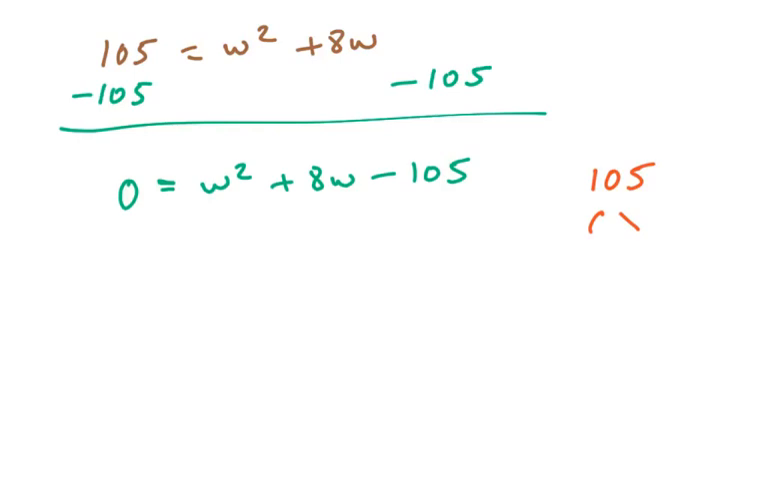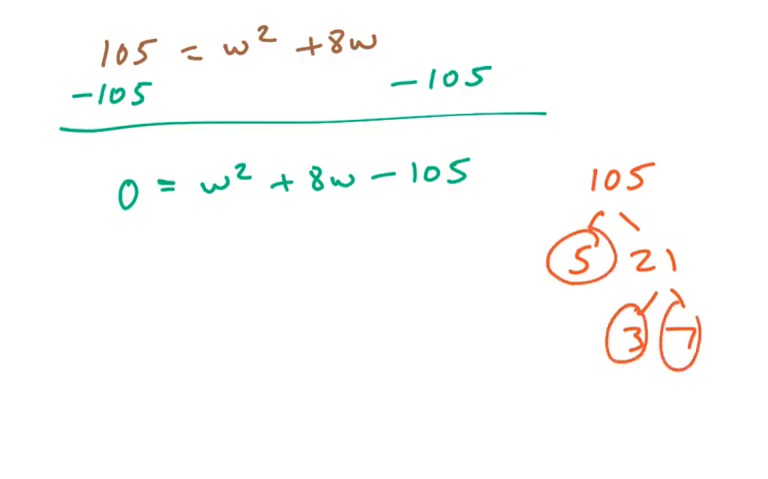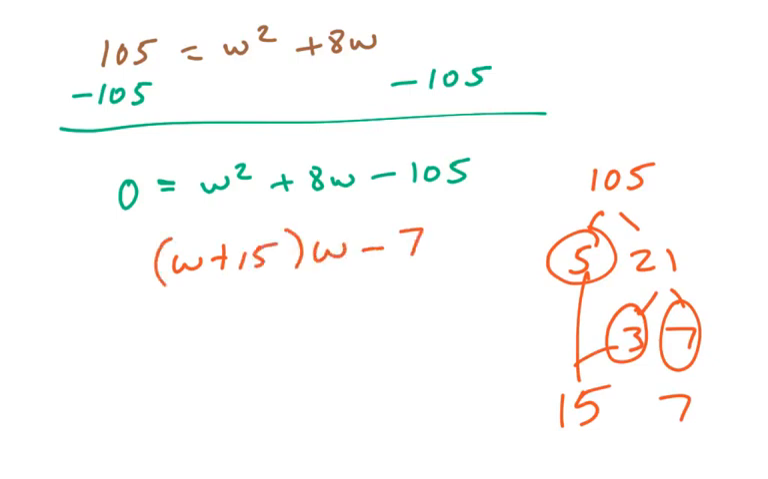not 10 and 5, that's silly, 5 and 21, because 5 times 20 is 100, so 5 times 21 has to be 105. 21 is 3 and 7. So it has to be some combination of 5, 3, and 7 when you multiply them together, and we want to get as close as possible to 8. So it has to be 15 and 7. So this breaks down to W plus 15, W minus 7, because we want to get 8 in the middle. And we solve each of these.